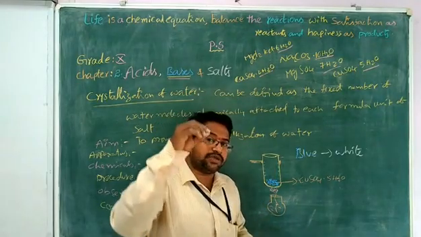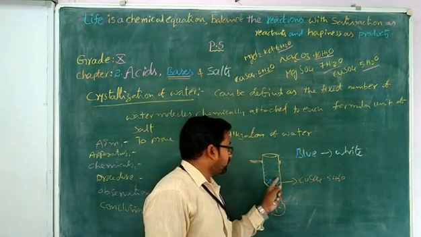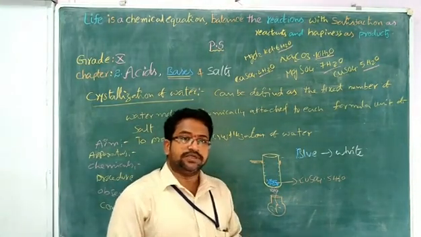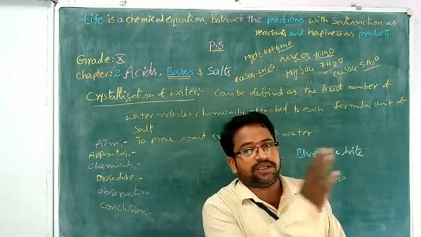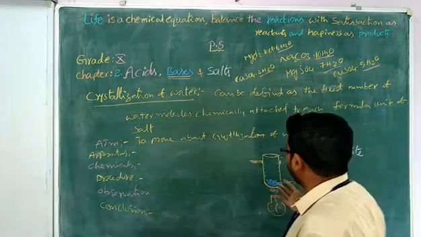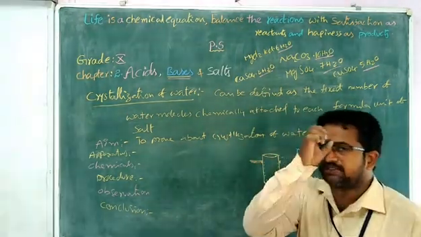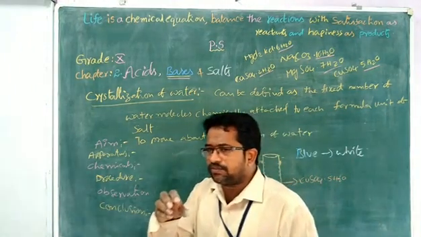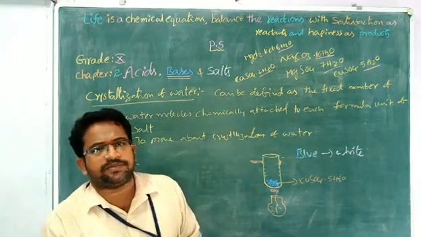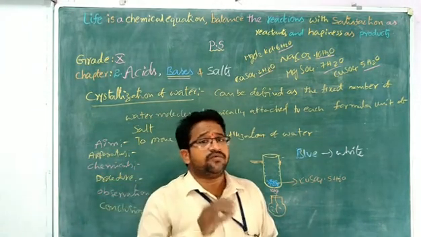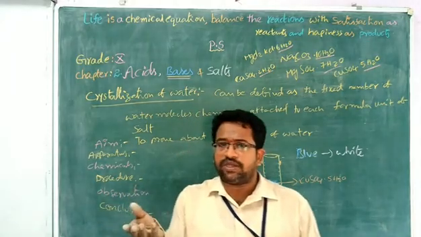Second observation, we can observe the water droplets on the surface of the interior walls of the boiling tube. So when the water molecules are evaporated, the color of the copper sulfate changes from blue to white. Okay, so is the color of the copper sulfate only because of water molecules? How are you going to conclude that?